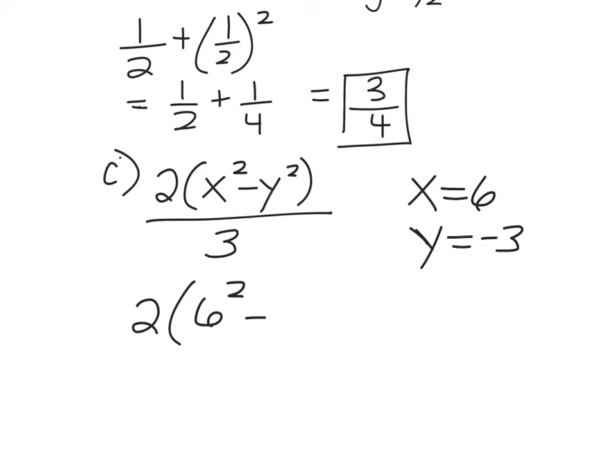Thank you. 2 times 6 squared minus, now -3 is being squared, so you know what you really need to do is you need to put that -3 into parentheses. Do you know what -3 squared is? It's +9, right? Okay.